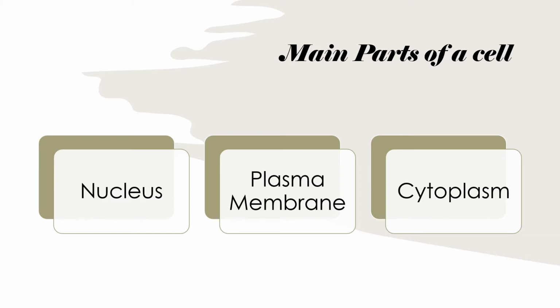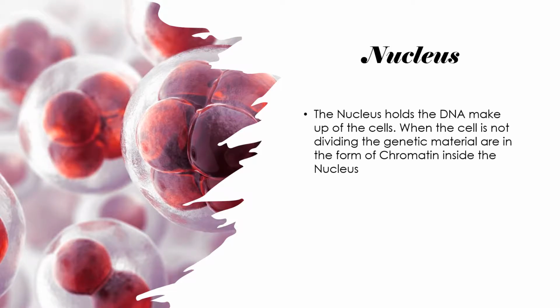The main parts of the cell are going to be your nucleus, plasma membrane, and cytoplasm. The nucleus holds the DNA makeup of the cells, and when the cell is not dividing, the genetic material is in the form of chromatin inside the nucleus.